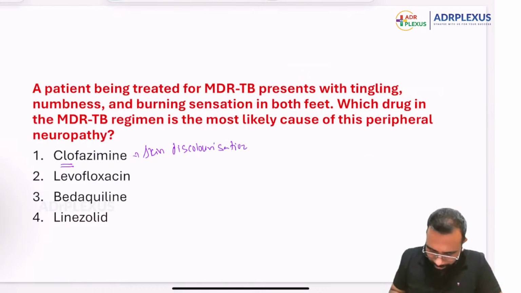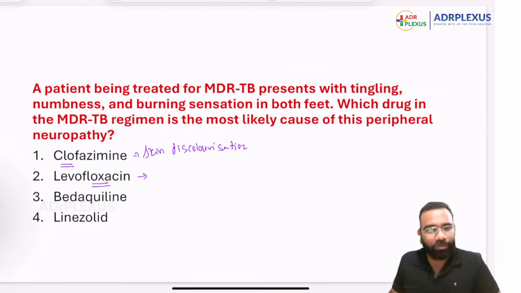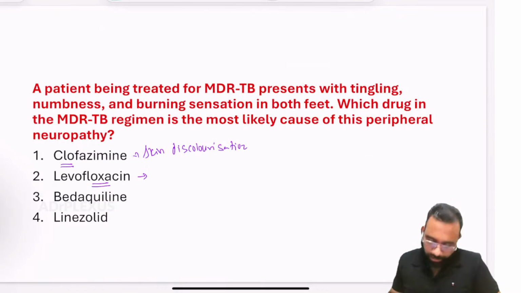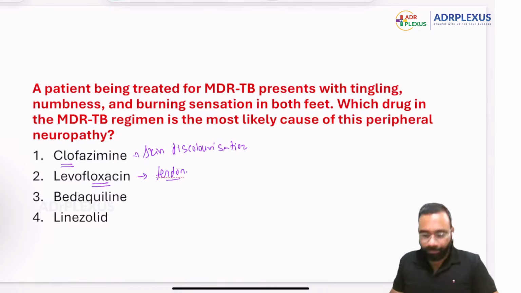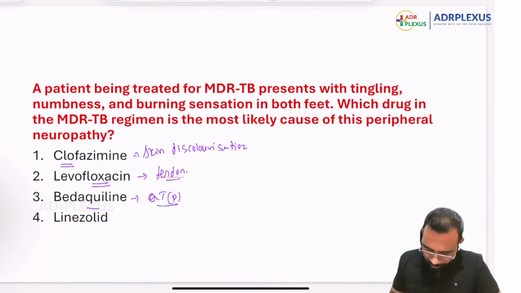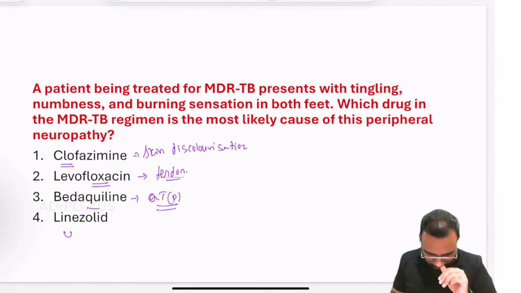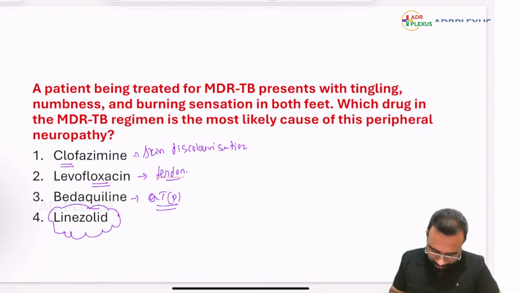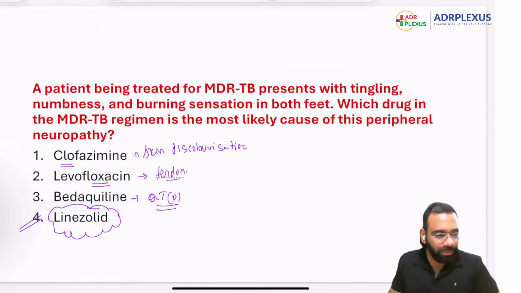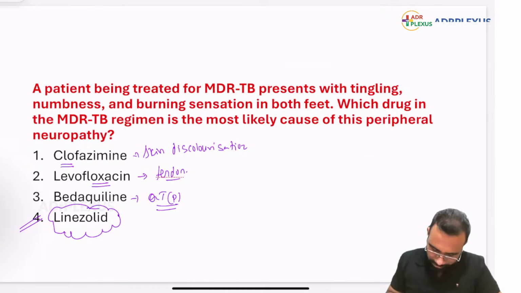This is what we know. Levofloxacin is going to cause something characteristic of fluoroquinolones, that is tendinitis, something related to the tendon. Next one, bedaquiline. It is going to cause QT prolongation and hepatotoxicity. The remaining one is linezolid, right? So that's all the points related to TB, peripheral neuropathy.